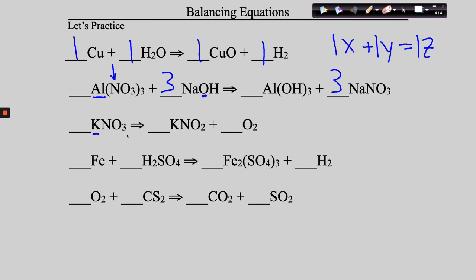So guys, how many nitrogens on the left? 1. On the right? 1. So we're good there. How many oxygens are on the left? 3. How many are on the right? 4. Oh, hold on. So we've got 3 on the left and we've got 4 on the right.